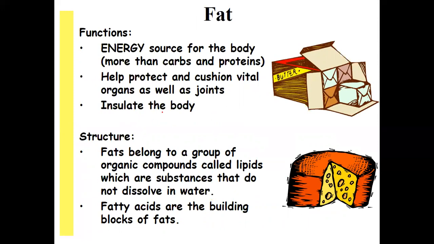Now the next one is, what about the energy we get from fat? Fat is an energy source for the body more than carbs and proteins. They also help to protect and cushion the vital organs as well as the joints. They insulate the body. The meaning is they help to create a layer of fat in the body.